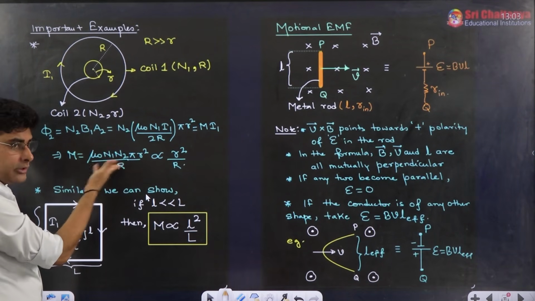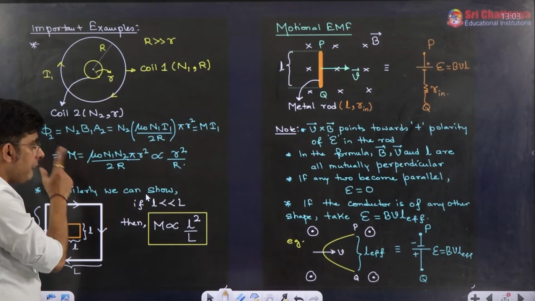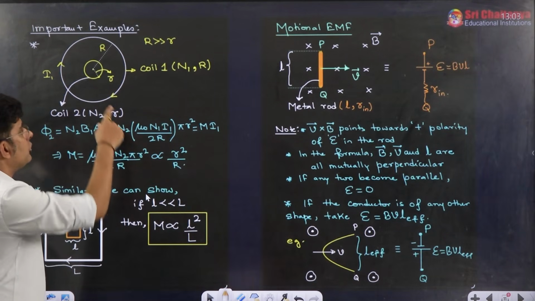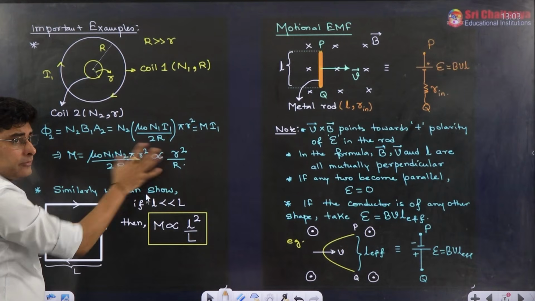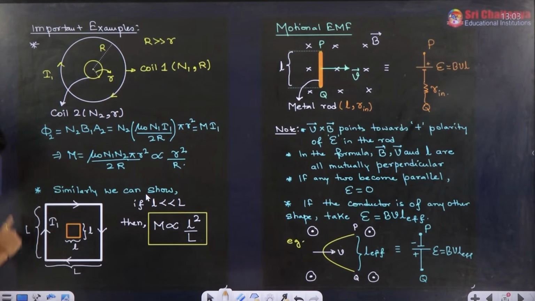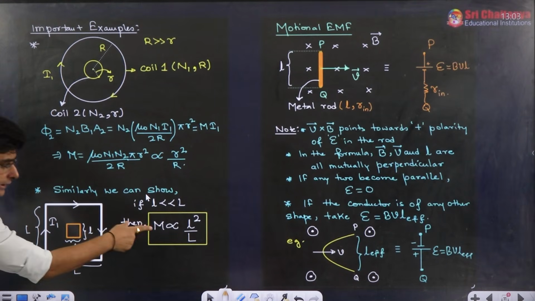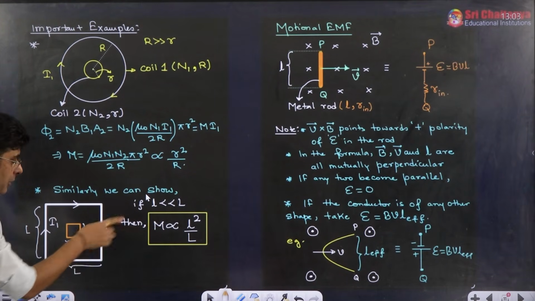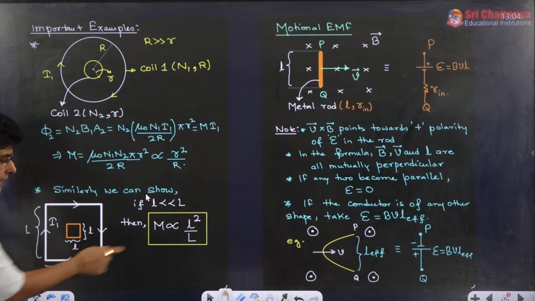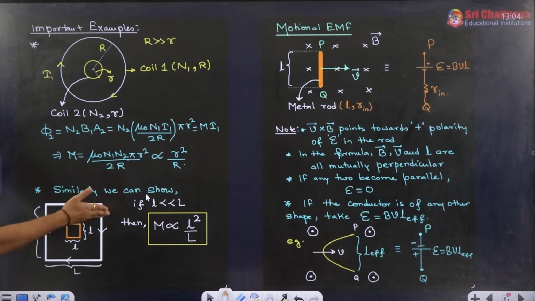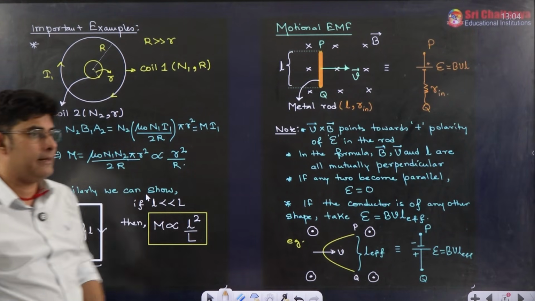You can pause and see what the value of capital M is here, and we can remember capital M is directly proportional to small r square, the radius square of the smaller coil, divided by the radius of the larger coil. The same concept applies for a square loop with a small square loop inside, outer and inner. In this case also, mutual inductance will be proportional to the square of the size of the smaller divided by the size of the larger, so small l square by l. This is asked in objective questions, you can directly answer.